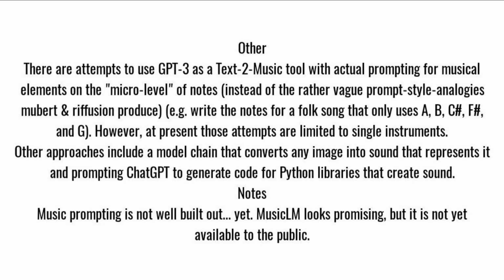There are attempts to use GPT-3 as a text-to-music tool with actual prompting for musical elements on the micro-level of notes, instead of the rather vague prompt-style analogies Mubert and Riffusion produce, e.g. "write the notes for a folk song that only uses A, B, C-sharp, F-sharp, and G." However, at present those attempts are limited to single instruments. Other approaches include a model chain that converts any image into sound that represents it and prompting ChatGPT to generate code for Python libraries that create sound. Notes. Music prompting is not well built out, yet. MusicLM looks promising, but it is not yet available to the public.